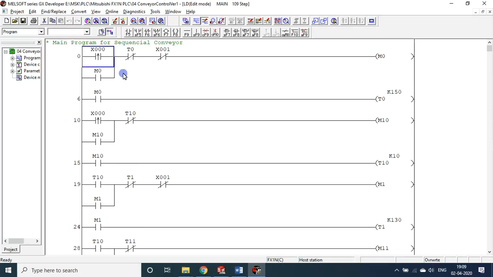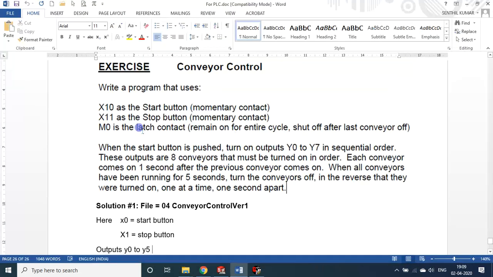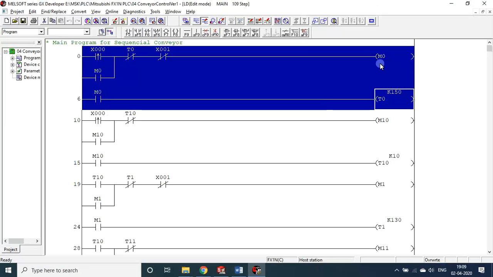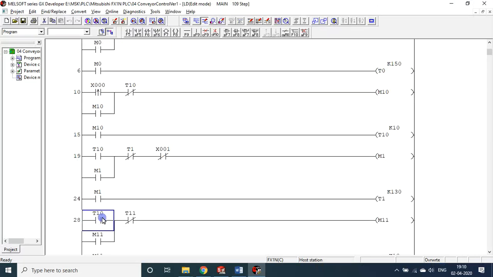Now we'll come to the program right from the first. Now the moment the X0 is on, this M0 timer, this loop will be running for 150 by 10, 15 seconds. Then it should be latched, M0 should be latched. That is why M0 is latched for 15 seconds. The same way, the M1 trigger is there.